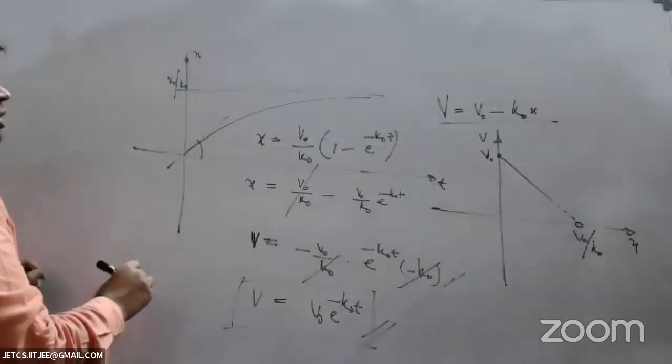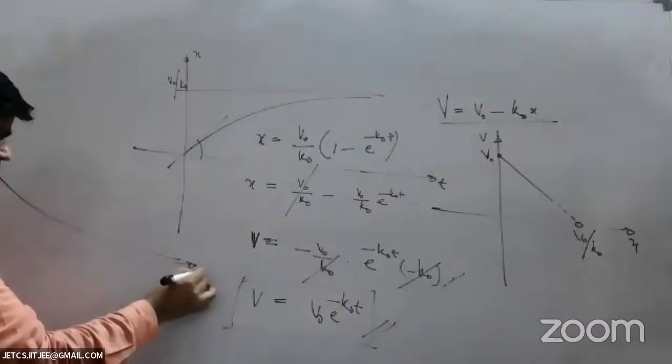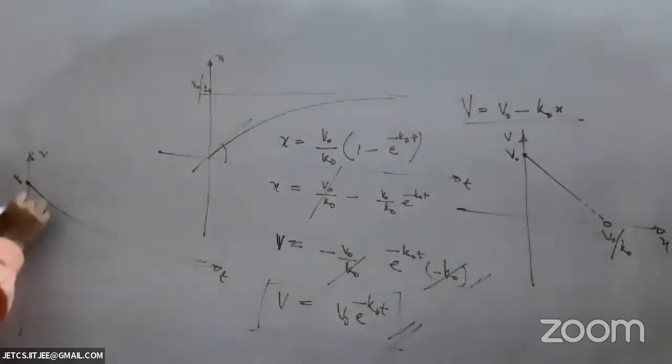If I plot this one, how do I get the graph? Right? This is how I get the graph. V0 నుంచి డ్రాప్ అవుతుంది.